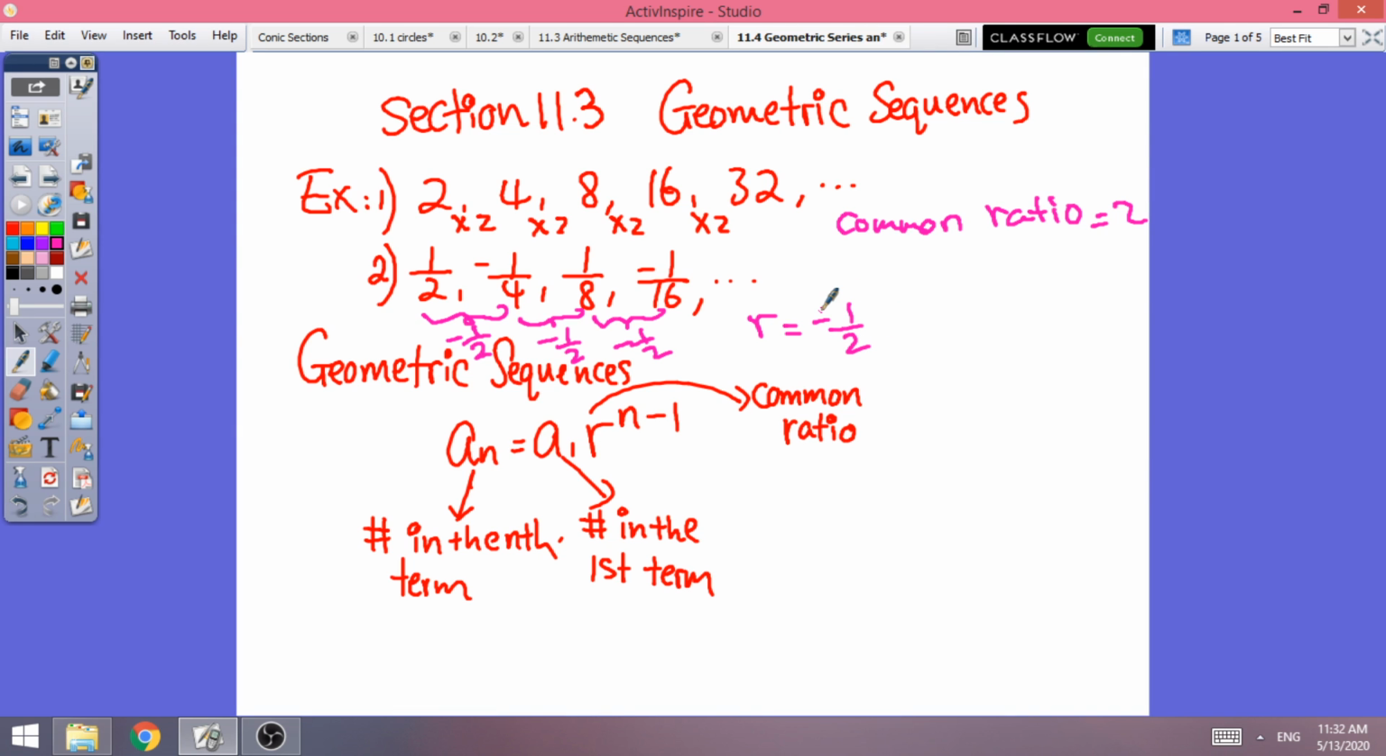Anytime you want to find the number from the lower term to the higher term of a geometric sequence, the formula is given as a sub n, where a sub n is the number in the nth term, a sub 1 is the number of the first term, and r is the common ratio. Again, n is the number of the term that we want to find, so n minus 1 is the power. Now let's take a look at some of the examples we have for the rest of this.